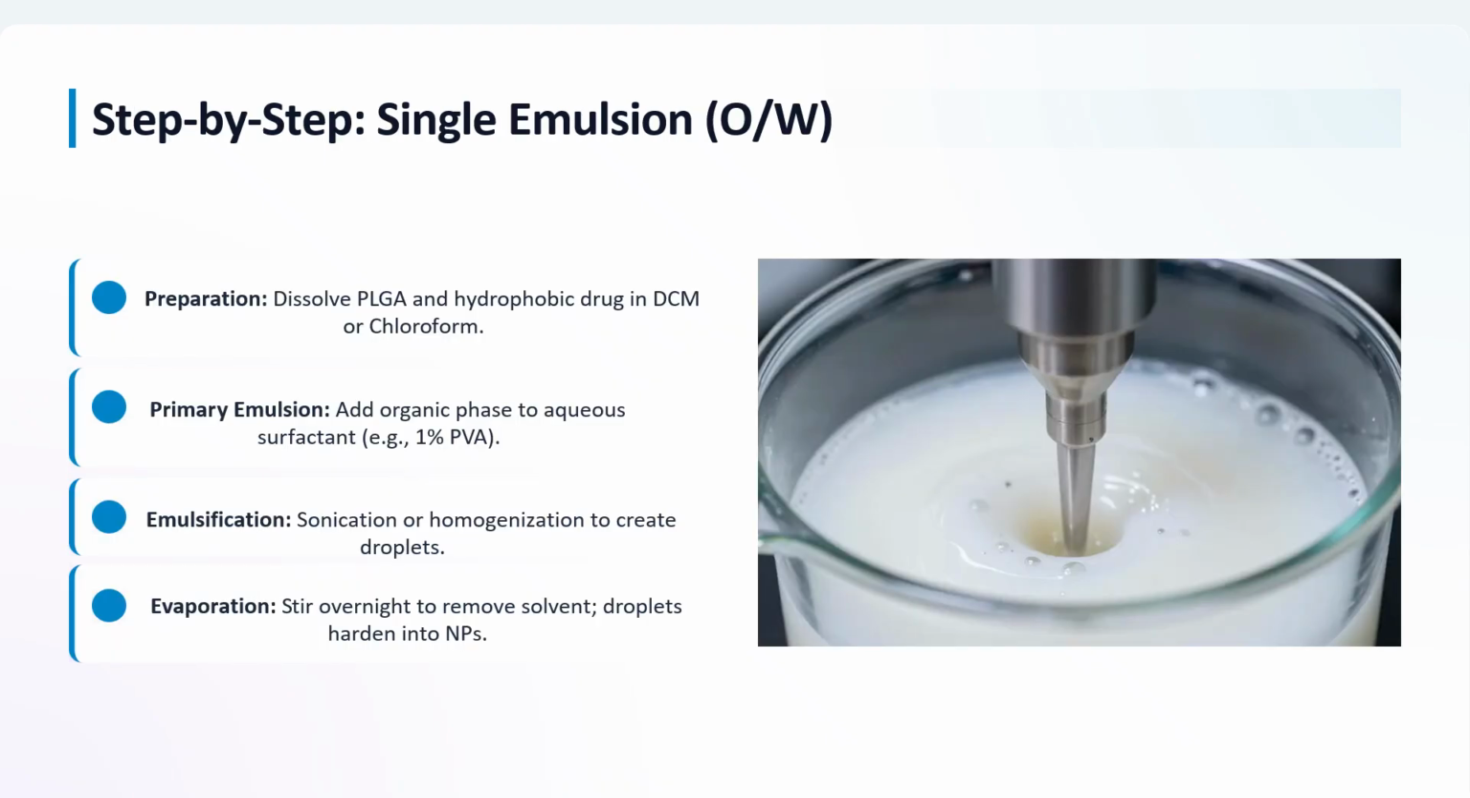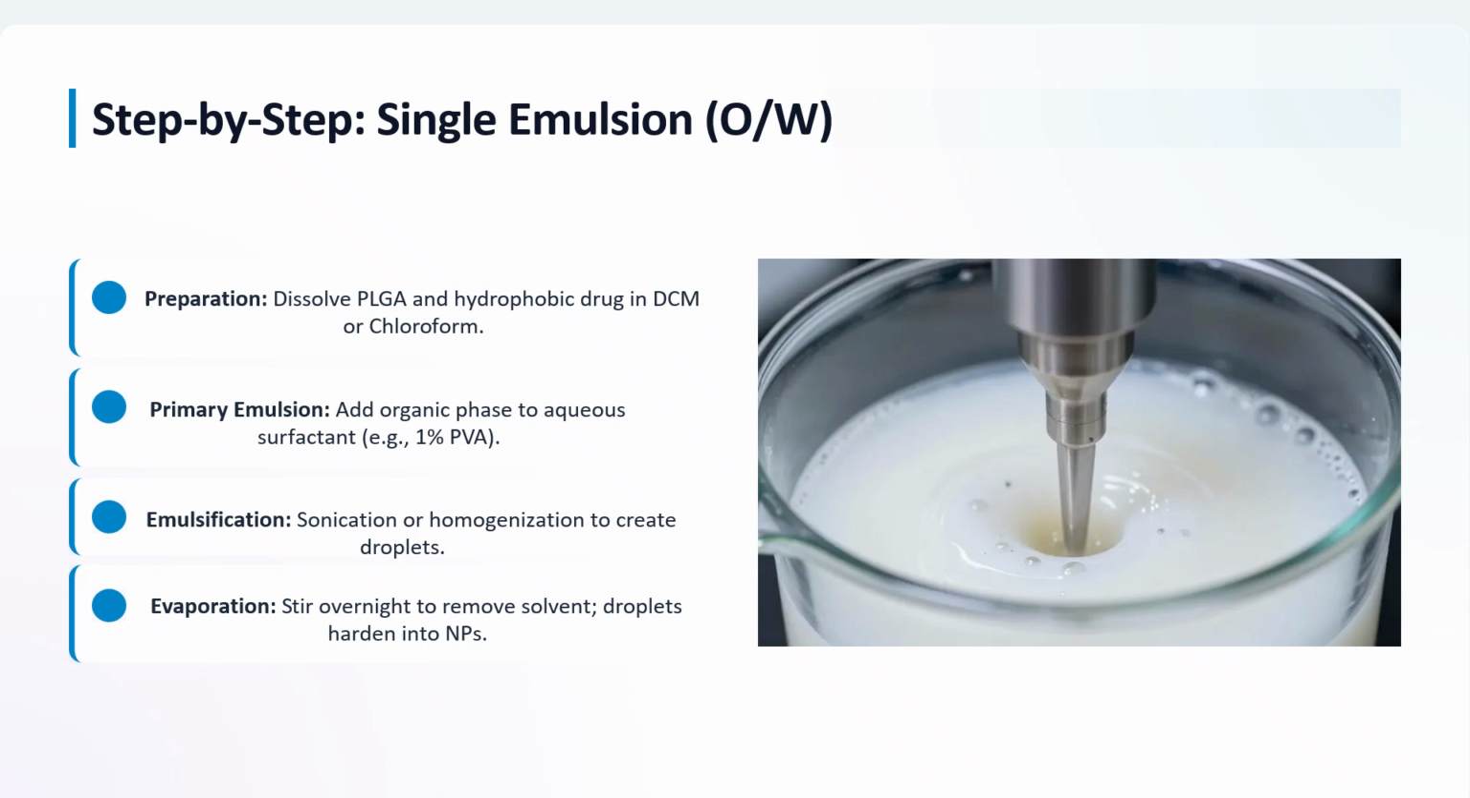The single emulsion technique is one of the most commonly used methods for encapsulating hydrophobic drugs. The process begins by dissolving PLGA and the drug in an organic solvent, such as dichloromethane or chloroform. This organic phase is then introduced into an aqueous solution containing a stabilizing surfactant like polyvinyl alcohol. Through sonication or high-speed homogenization, the organic phase breaks into tiny droplets suspended in water.